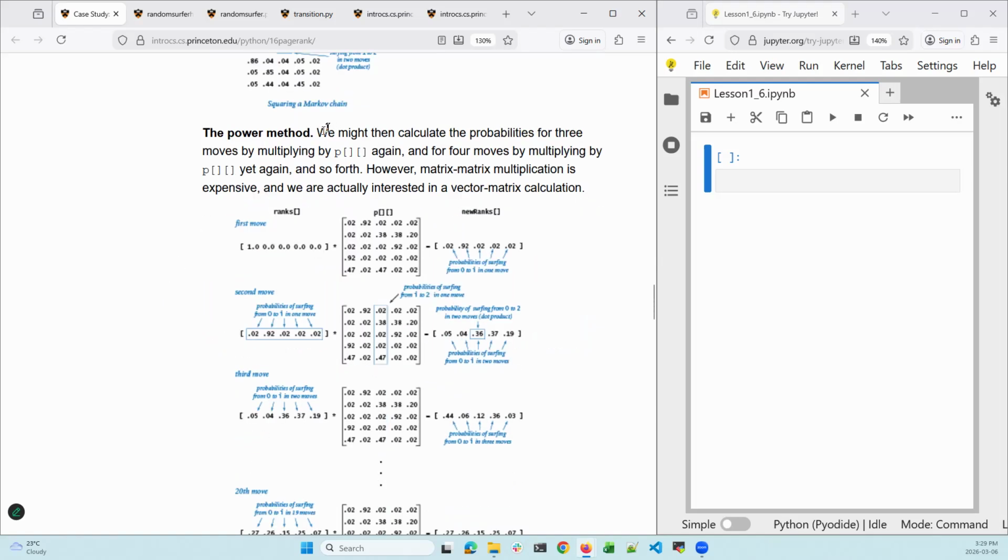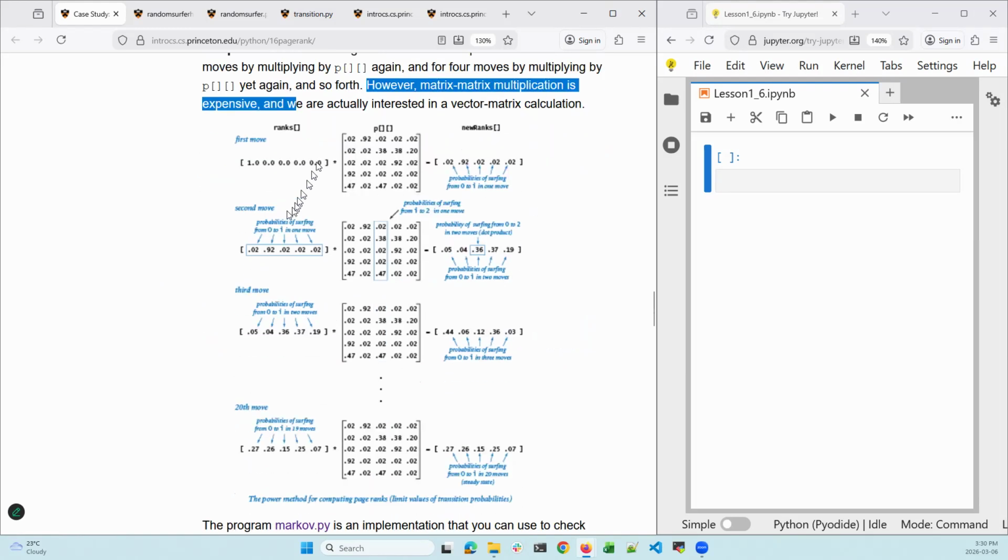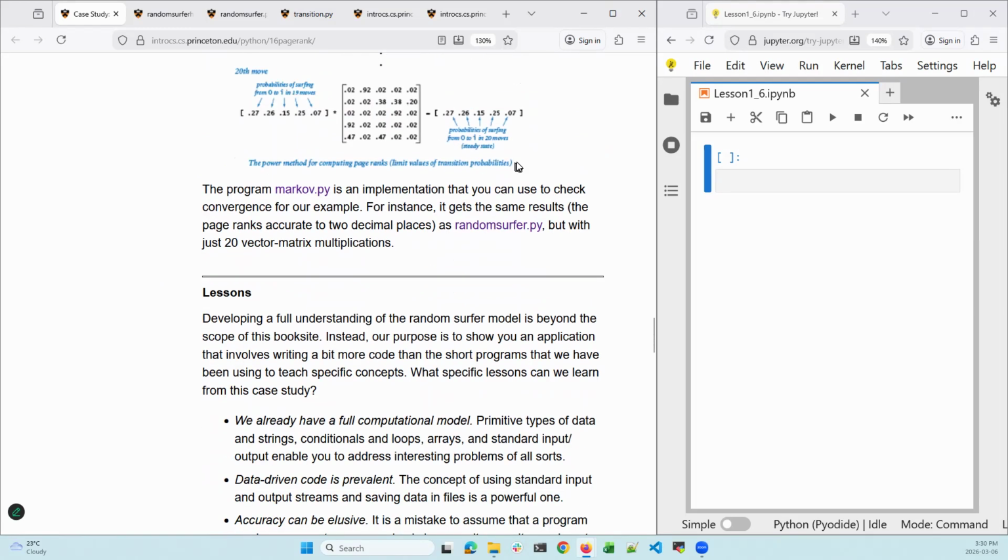The power method. We might then calculate the probabilities for 3 moves by multiplying by the matrix P, and for 4 moves by multiplying by P yet again, and so forth. However, matrix multiplication is expensive, and we're actually interested in a vector-matrix calculation. So I have the various ranks for the pages, showing the first move, second move, third move, 20th move, the matrix, and then the new ranks that can be calculated from it.